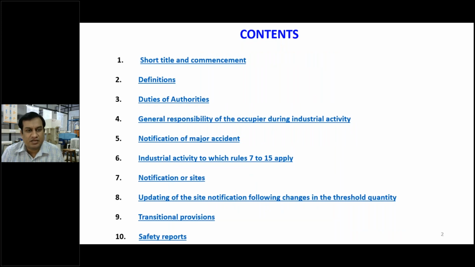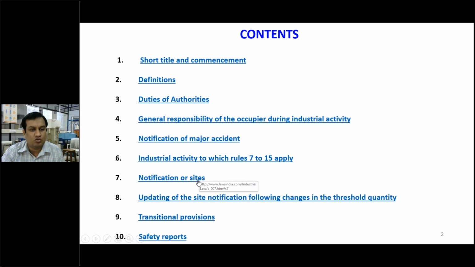So in the MSIHC rule 1989, there are 20 rules and 12 schedules. The first rule is short title and commencement. Rule 2 is definitions. Rule 3, duties and authorities. Rule 4 is general responsibility of the occupier during industrial activity. Rule 5 is notification of major accident. Rule 6, industrial activity to which Rules 7 to 15 apply.